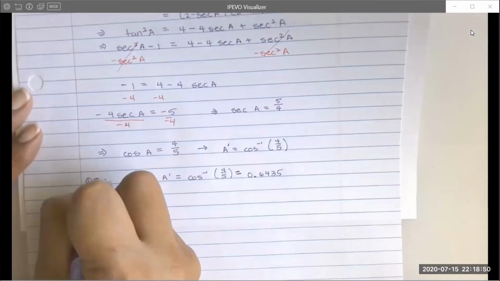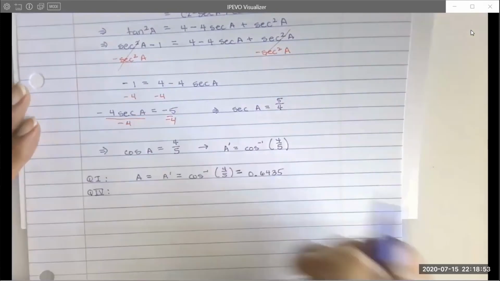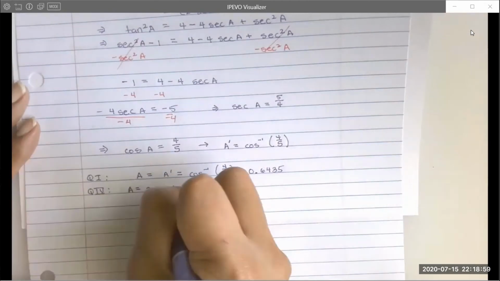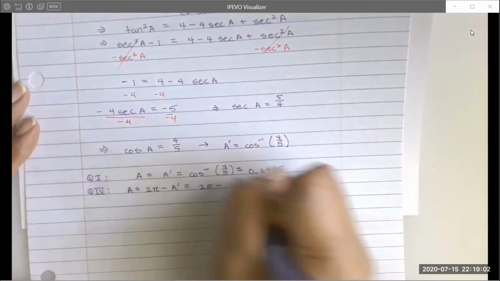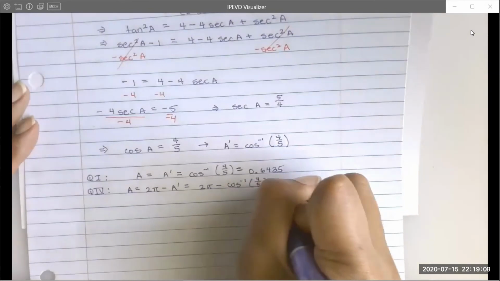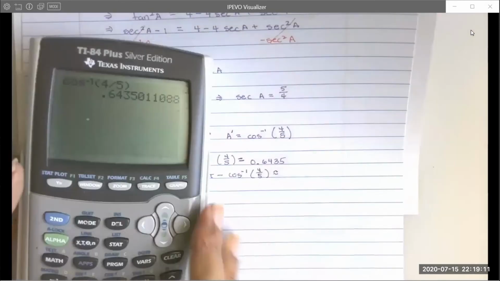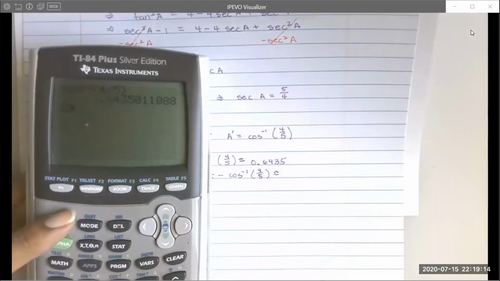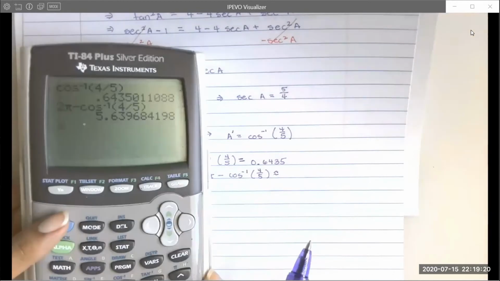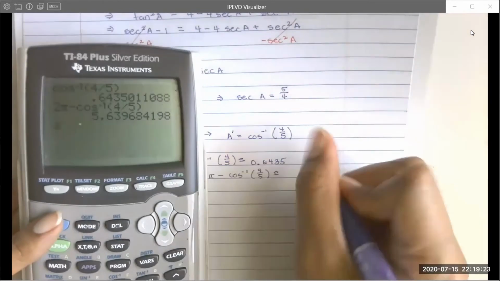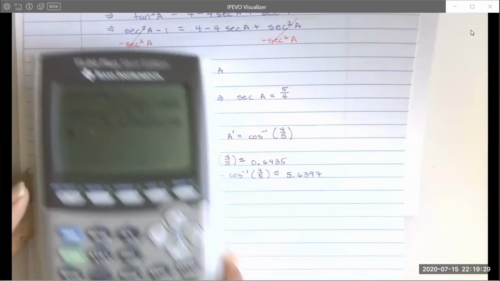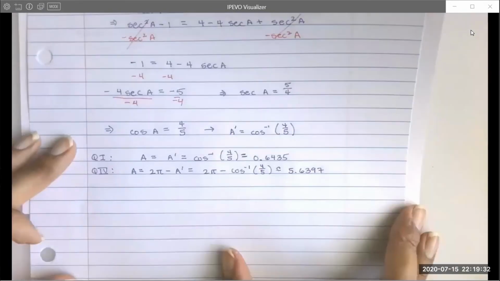The other place where cosine is positive is in quadrant number 4. To get the angle there, we would have to do 2 pi minus the reference angle. So that's 2 pi minus cosine inverse of 4 over 5. Let's see what that gives us. Okay, 2 pi minus cosine inverse of 4 over 5 is approximately 5.6397. Both of these are in radians.